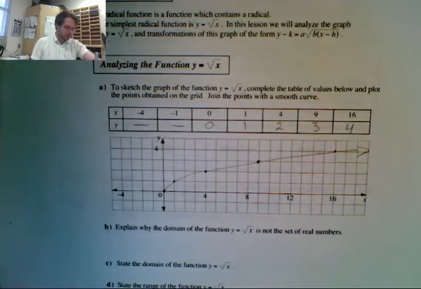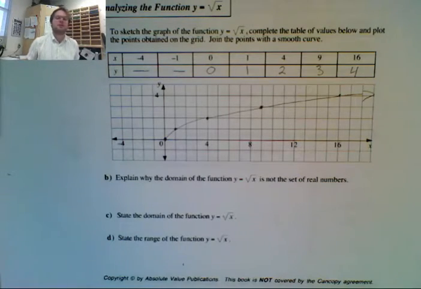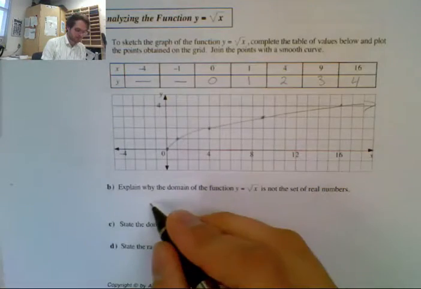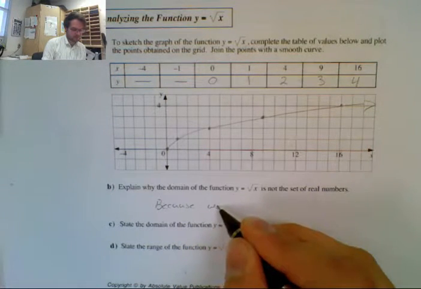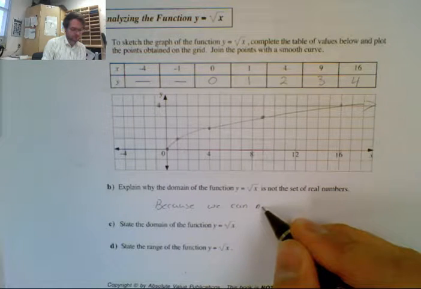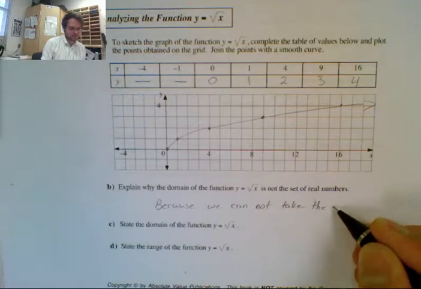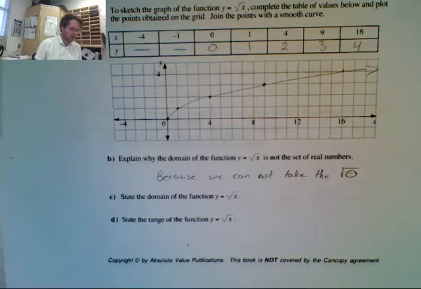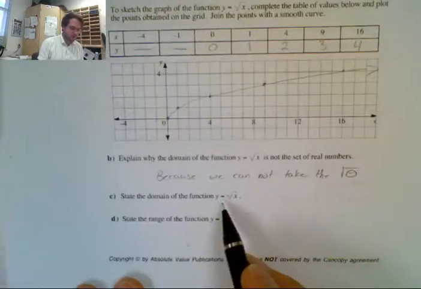Now it says explain why the domain of the function y is equal to the root of x is not the set of all real numbers. Well, this is because we cannot take the square root of a negative. So we can't take the square root of a negative.